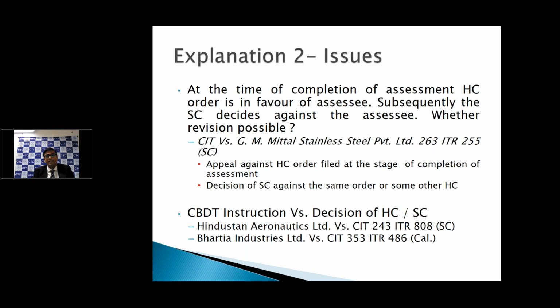Here the Supreme Court held, ultimately against the challenge to that section 263 order, that if the appeal against the High Court order is filed at the stage of completion of assessment, or the decision of the Supreme Court against the same order or some other High Court has come, then the order can be held to be erroneous. At least at the time of assessment, that particular judgment might have been appealed against by the department. It can be put as two different scenarios. Suppose the order has been passed considering the High Court decision. That High Court decision was, say, already pending before the Supreme Court at the time the order was passed. Then the Supreme Court reverses that High Court decision and therefore the CIT invokes his revisional jurisdiction.